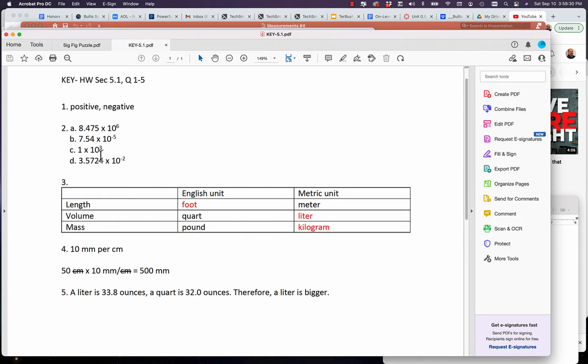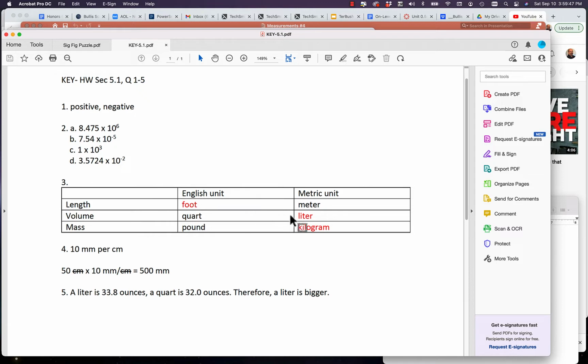Now, standard means you have a number between 1 and 9 followed by a decimal. That doesn't mean you have 20.3 times 10 to the 6th or something like that. That is not standard form. Standard form only has numbers 1 through 9 in the front.